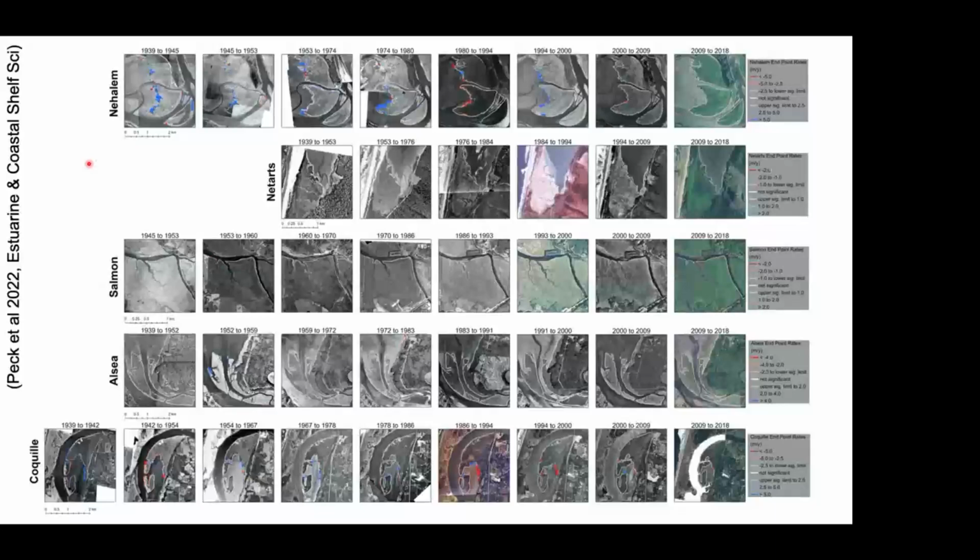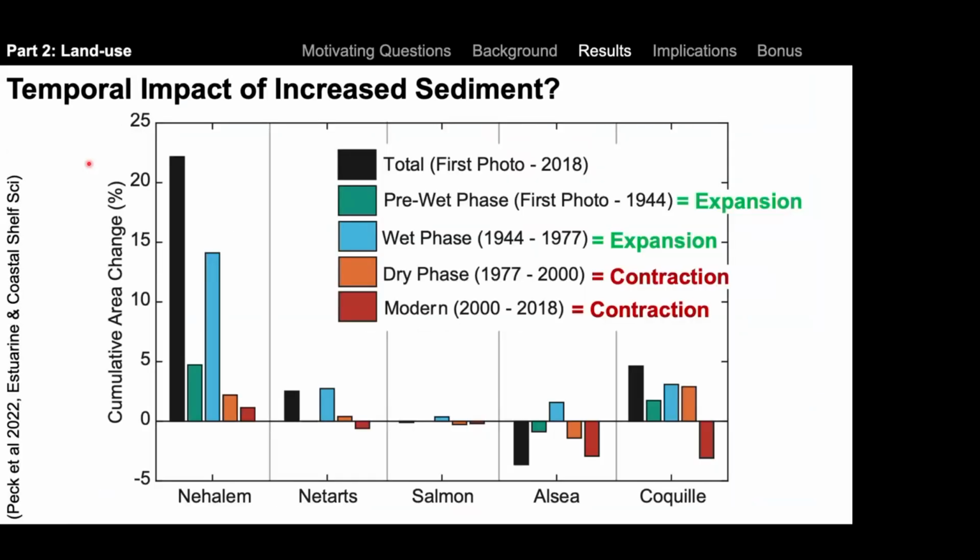To address the question of how this history of logging affects lateral salt marsh growth or contraction, I analyzed roughly decadal historical aerial photographs going back to 1939. And here are the results. Here we have the percent area change for five different estuaries plotted as bar charts, with the black bar indicating the total area change, and the colored bars indicating different time periods of change.